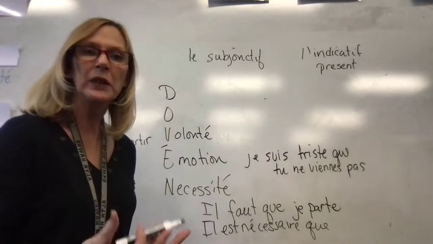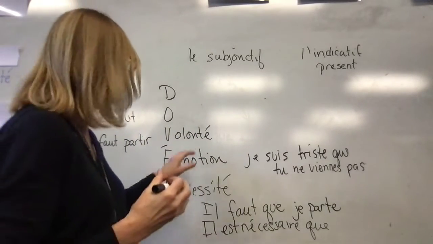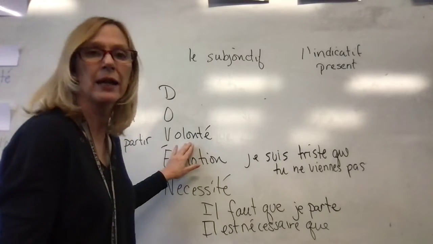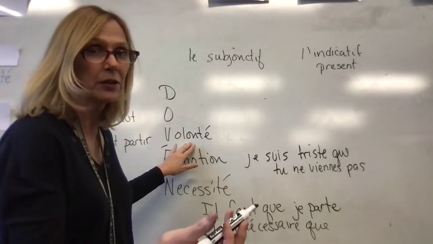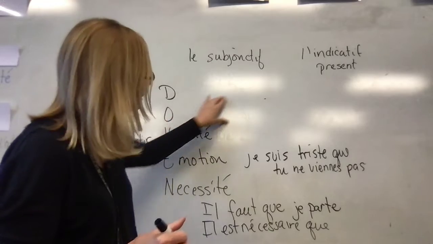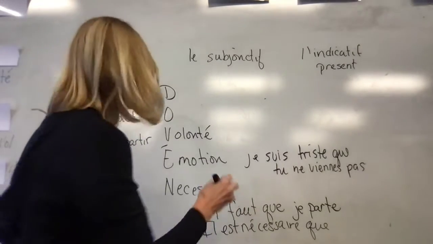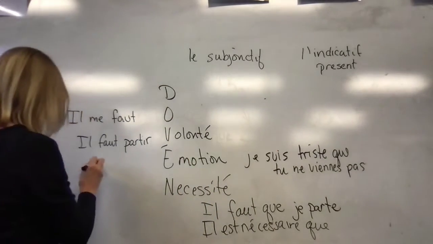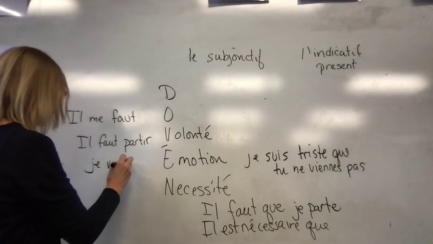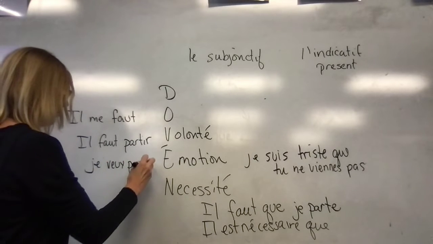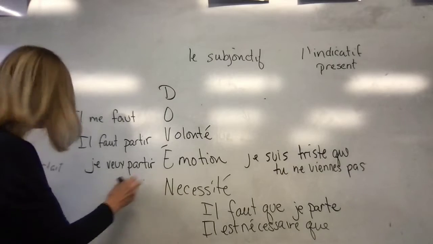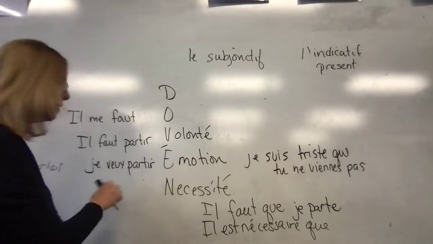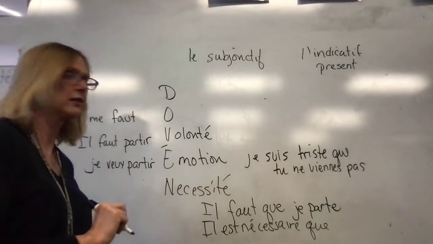So then the next one is volonté. Volonté, and it's your will. So what you want, what you demand, what you ask for. Anytime you want your will to go onto somebody else. Now remember, you still can say je veux partir. I want to leave. Don't conjugate the second verb. You don't need to add a que or anything like that. You just say je veux partir. We've always done that since French 1.